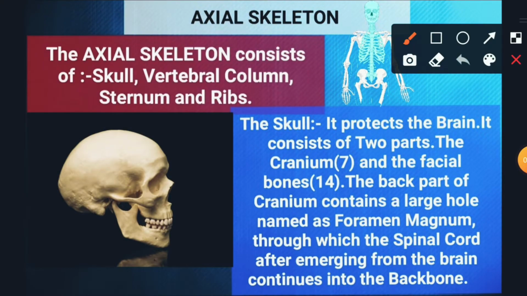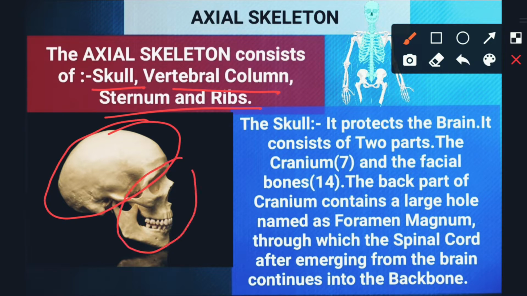I hope this is visible to you. So we are starting with the axial skeleton system. The axial skeleton system consists of the skull, vertebral column, sternum and the ribs. Now we are starting with the skull. The skull is a skeleton framework that protects your head, meaning the brain. This is your cranium and these are your facial bones.